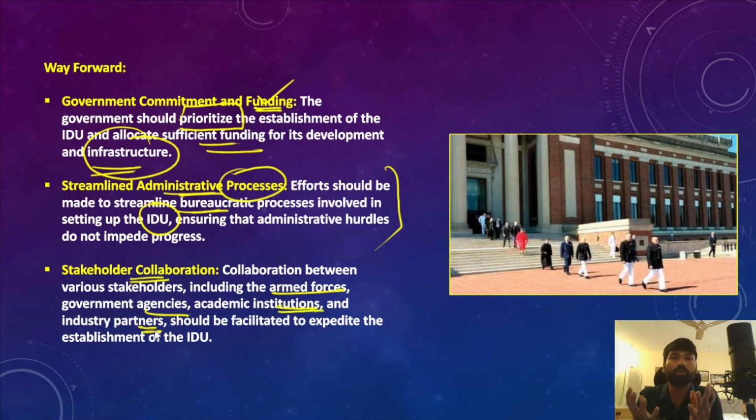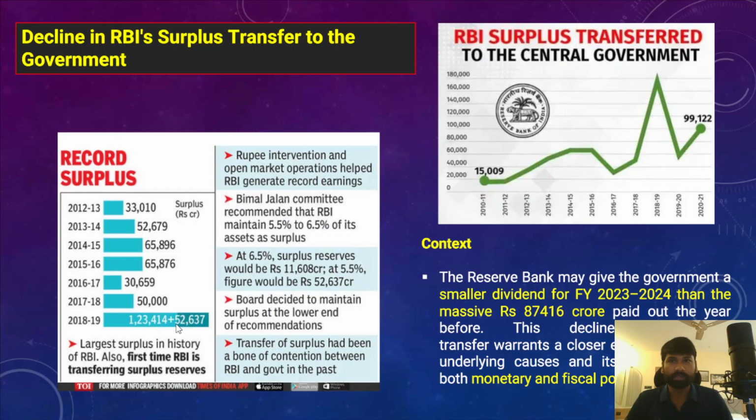So all these stakeholders must collaborate with themselves, that could facilitate the expedition of the establishment of Indian Defence University at the earliest. So the next important news article is decline in RBI surplus transfer to the government.